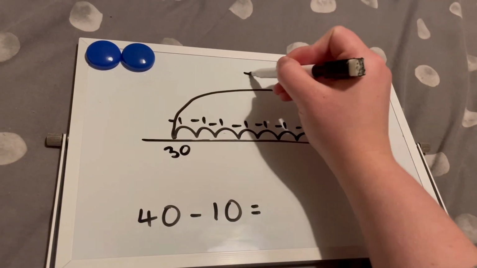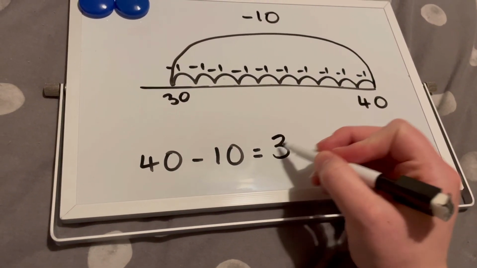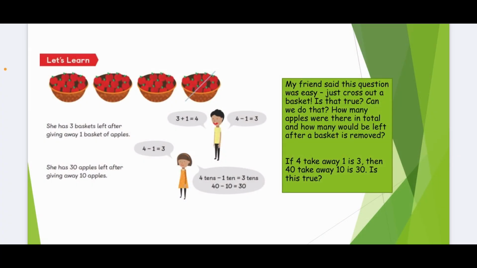And if you're feeling confident, you can just do 1 giant jump on the number line to take away 10. So 40 take away 10 is 30. She has 3 baskets left after giving 1 away. She has 30 apples left after giving 10 apples away.